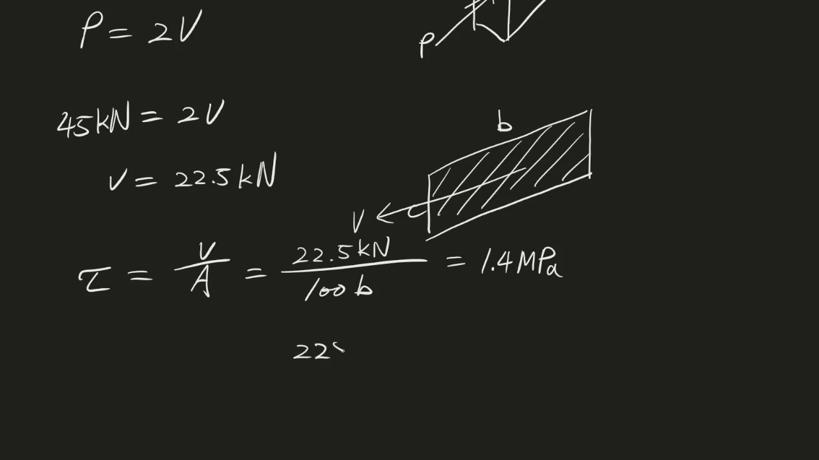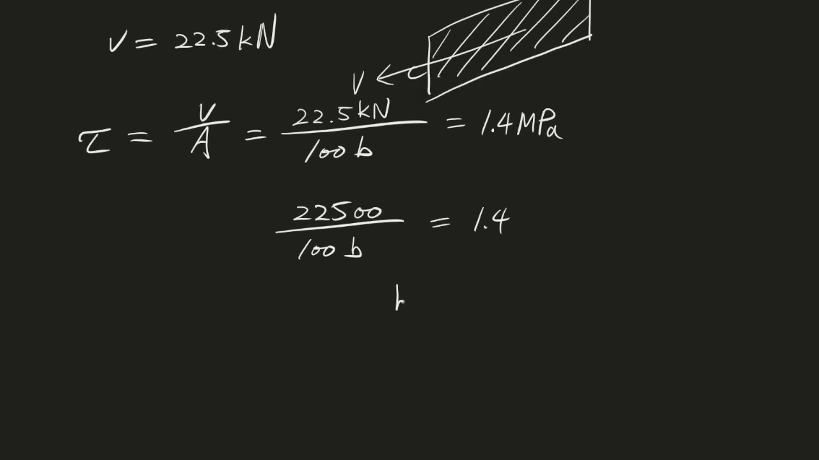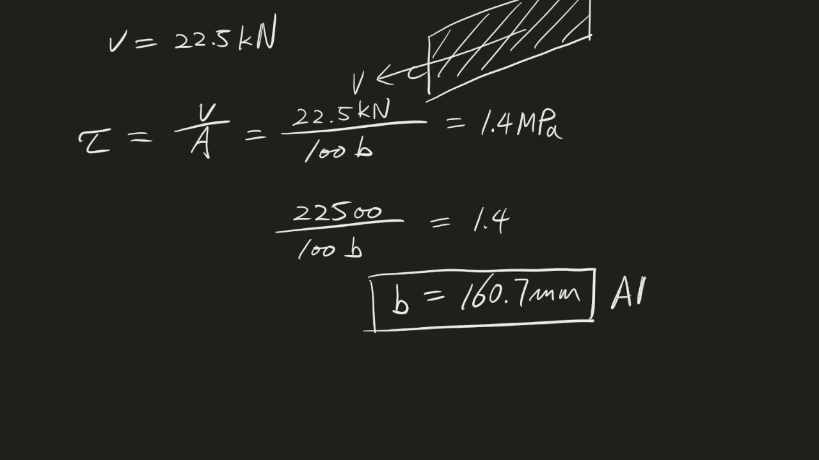To make units consistent, we'll have to convert kilonewtons to newtons, and 100 millimeters times B in millimeters can stay the same. Then do the math, we'll find B is equal to approximately 160.7 millimeters. That's answer 1 out of 2.